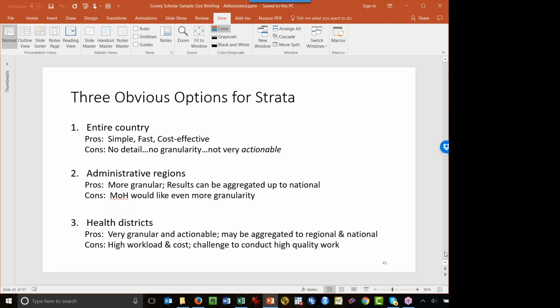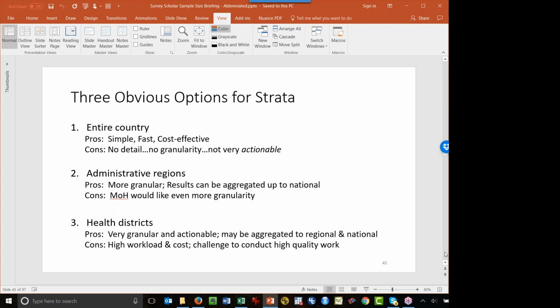The simplest, least expensive, fastest survey would be to do a single survey to estimate post-campaign coverage for the entire country. You'd have one number. Say coverage was 92% for the whole country, but you would not have any subnational detail. And so it would be difficult to take action. We know that for a measles campaign, the goal is 95% coverage. So if we had a number like 92 or 91 or 87, it's not very actionable.